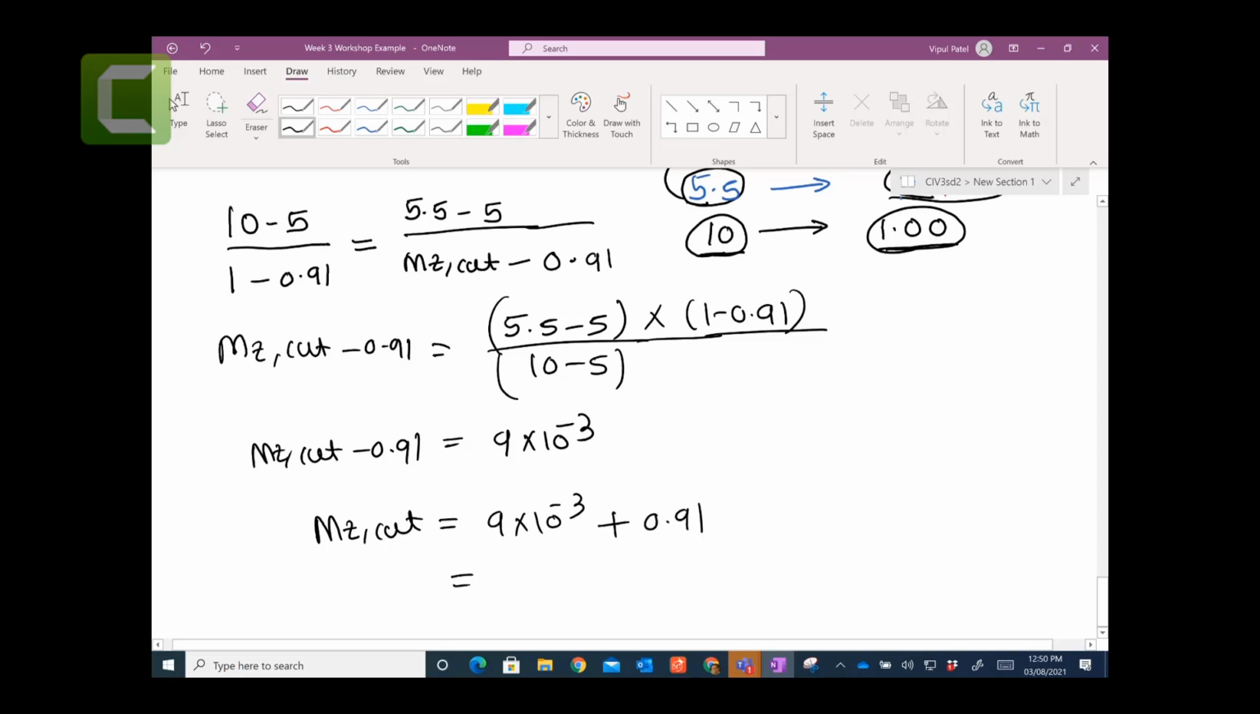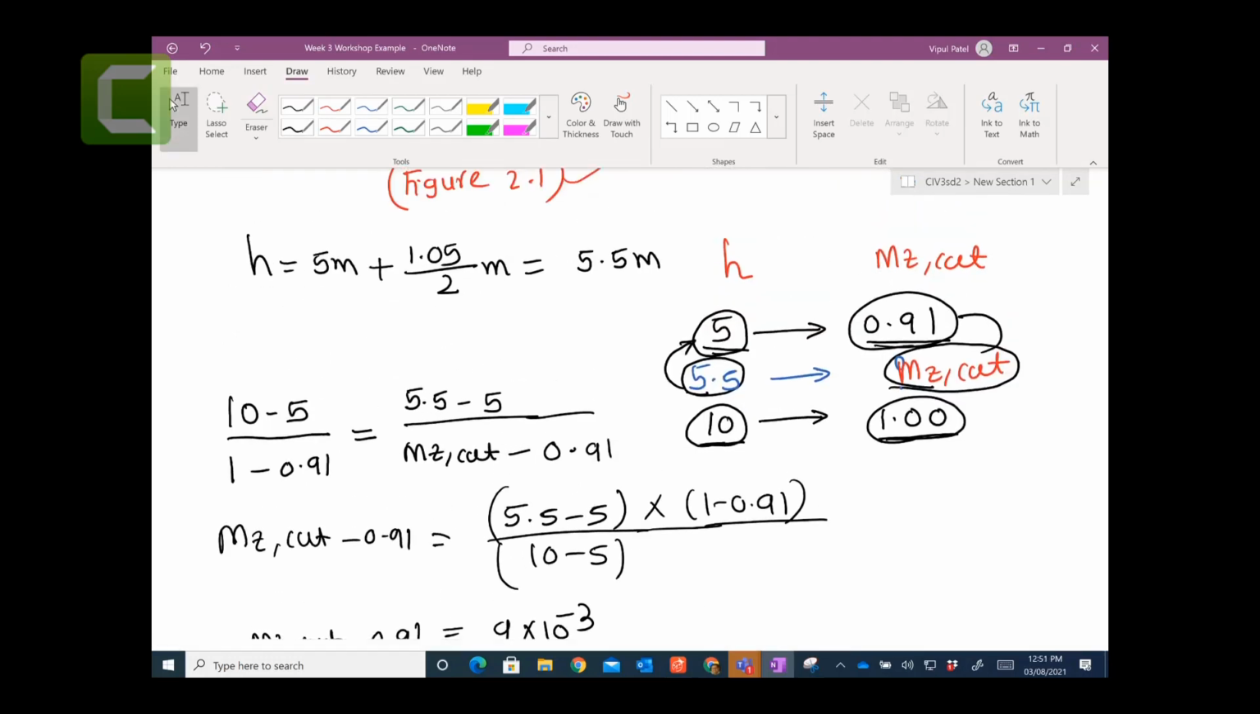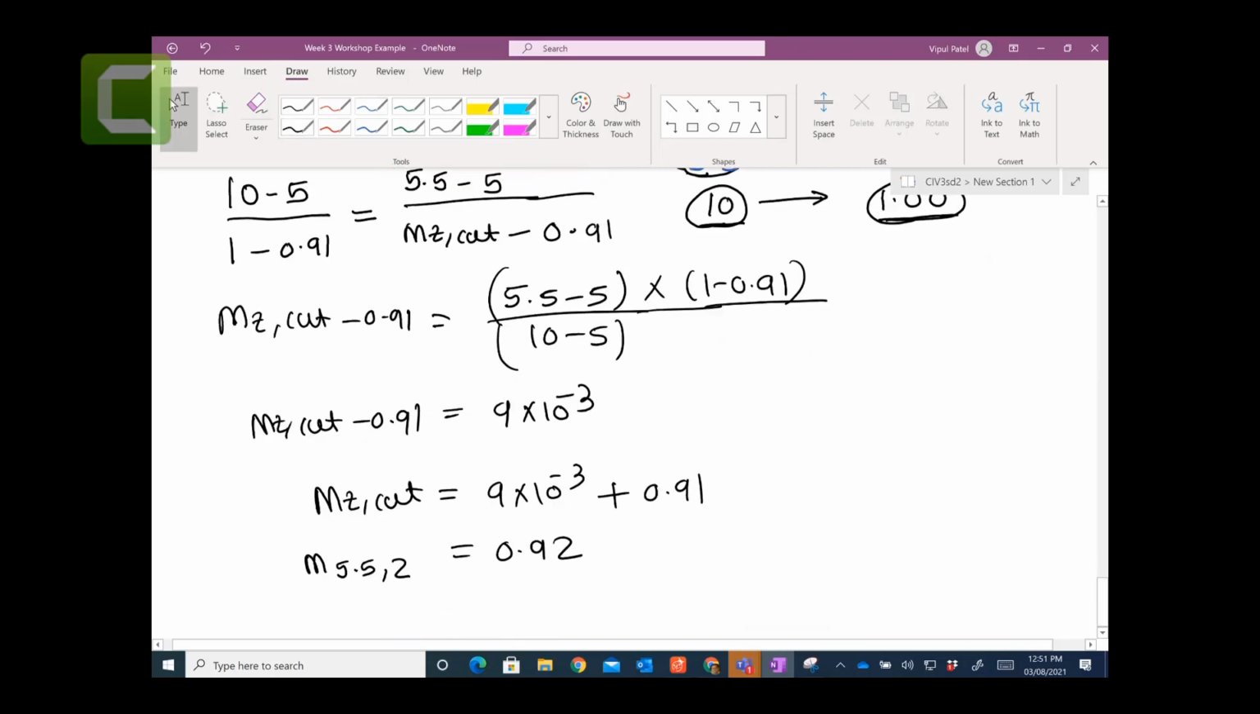So you get 0.92. So for height 5.5, category 2, that is 0.92. I think you just need to physically check, make sure that you don't fall outside of this range. 0.92 makes sense, right? If you get 0.85, it's wrong, because it should fall between 0.91 and 1, because this is linear interpolation. So you have 0.92 as Mz,cat.